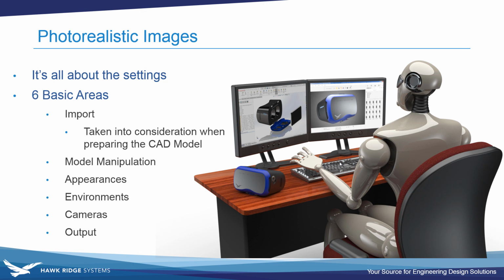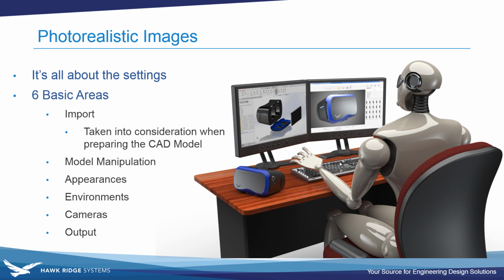The first part is import. You want to decide how you're going to import the model. And I have this as one of the areas because I think it's important that as you're modeling, you keep in mind how you're going to import that into Visualize. There's several different ways. The two main ways that you use when working with SolidWorks is automatic import.